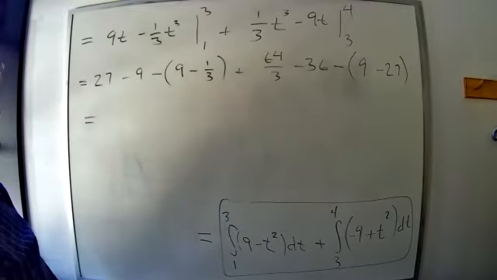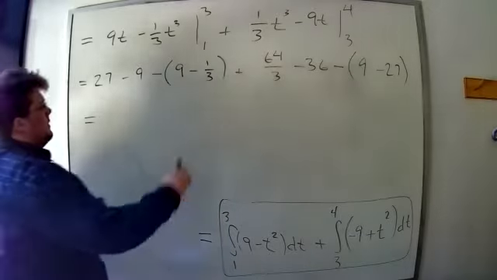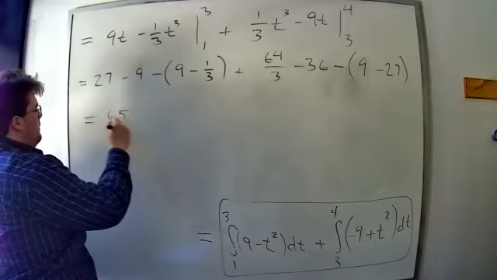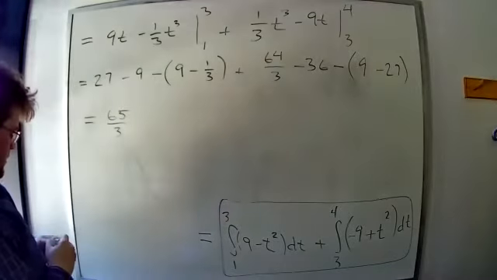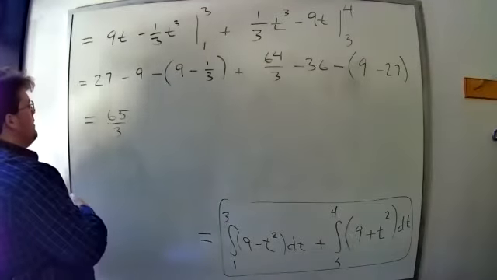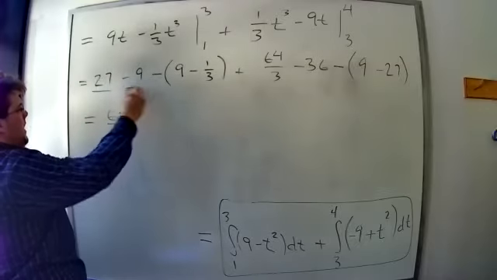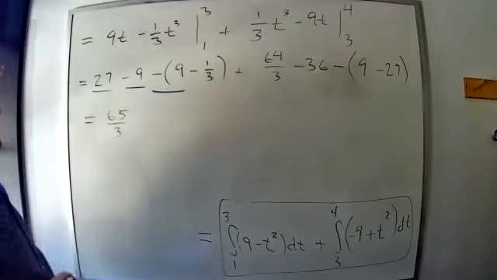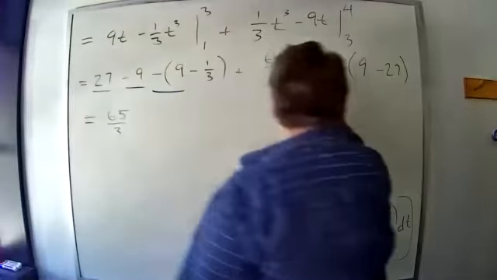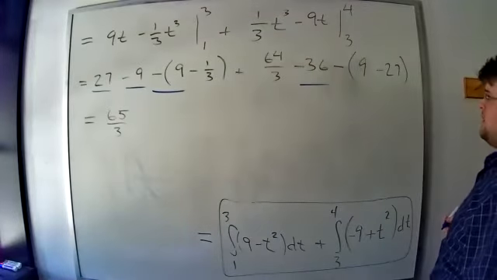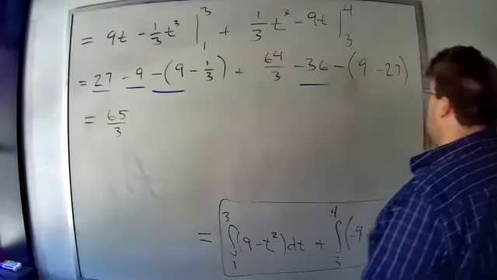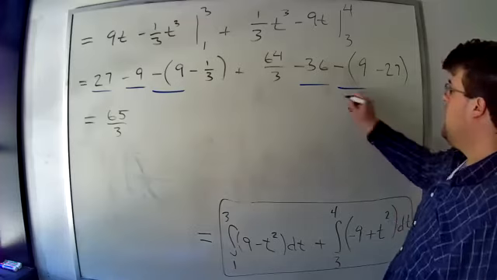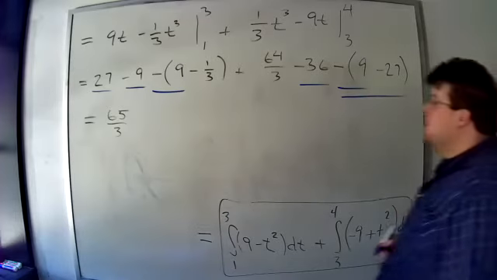How many thirds are there? Let's do the thirds first. Well, we have positive 1/3 and 64 thirds. That makes 65 thirds. And how many whole numbers do we have? Well, 27 minus 9 makes 18. 18 minus 9 makes 9. 9 minus 36 gives you negative 27. Negative 27 minus 9, negative 36. Negative 36 plus 37, negative 9.